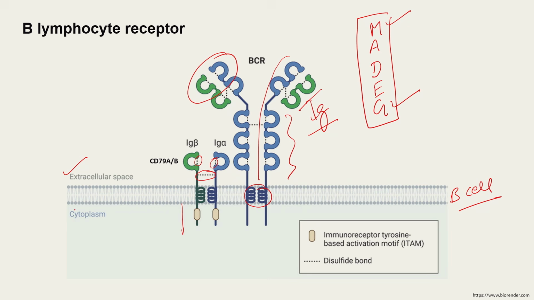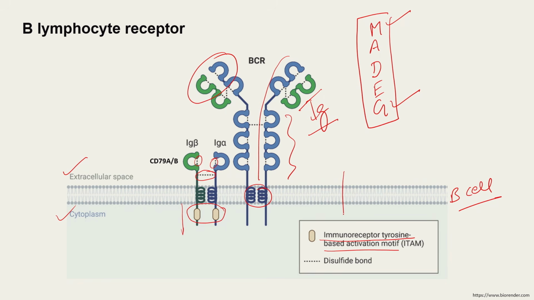So we have an extracellular space and cytoplasmic area, and this cytoplasmic region contains a very specific kind of domain. These are called immunoreceptor tyrosine based activation motifs, or ITAM. Immunoreceptor tyrosine based activation motifs are basically tyrosine rich molecules which are phosphorylated in order to do signaling cascade downstream. There are other proteins, as I told, CD19 is also present here, and there are other proteins also on the surface of B cell, but these two are critically important for the function of B cell in general.